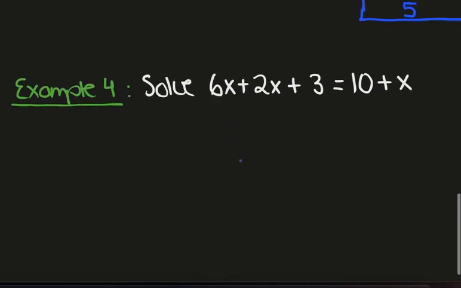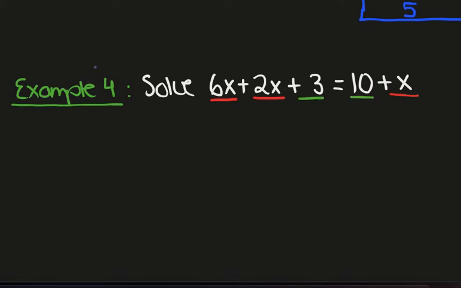Okay, one last example. Solve 6x plus 2x plus 3 equals 10 plus x. So again, let's underline or circle the like terms. So I've got a 6x here, so I'm looking for x terms. I've got a 2x, so that's a like term. The 3 doesn't have an x, so that's not a like term here. The 10 doesn't have an x either, so that's not a like term. But the x here does have an x, so that's a like term. We also have that the 3 and 10 are like terms.